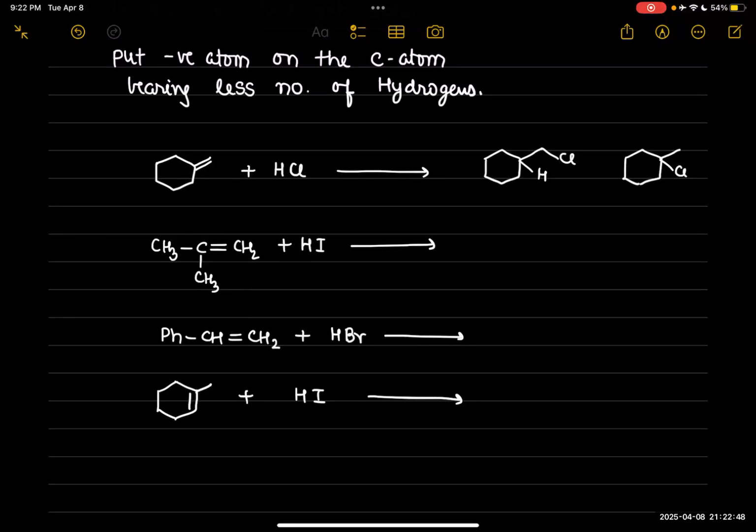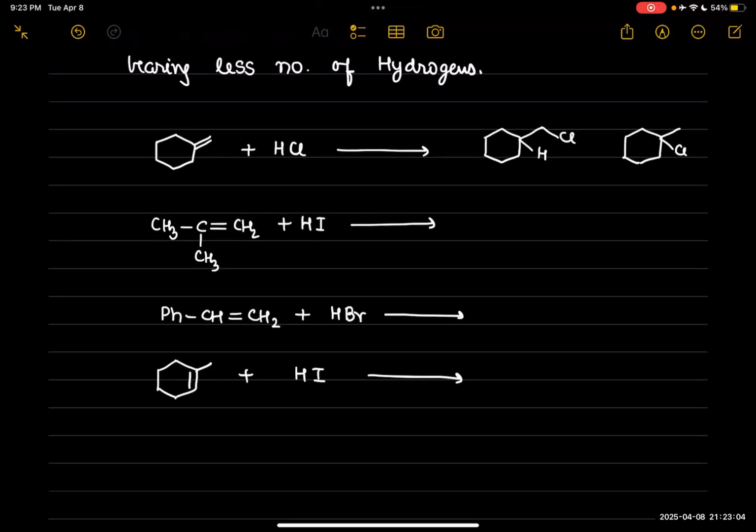So I have written two products, Zainab, the right one and the left one, by breaking the double bond and putting H and Cl either in this way or in this way, by choosing the two carbon atoms. In the second option also I can do it in this way. So first of all, tell me, are the products clear, whatever I am writing? Yes, sir.